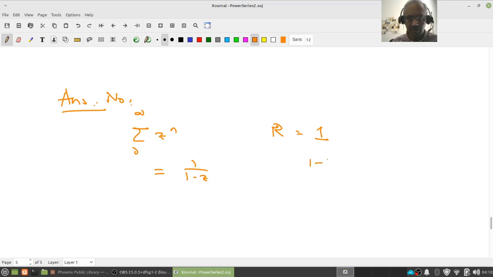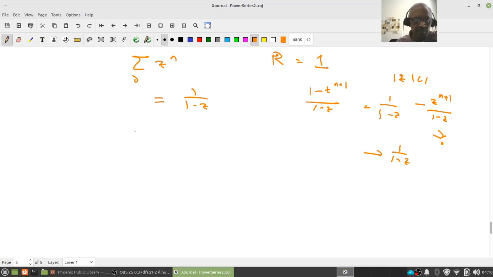Because the partial sums are (1 minus z^(n+1)) by (1 minus z), and since mod z is less than 1, this is 1 by (1 minus z) minus z^(n+1) by (1 minus z). The z^(n+1) term goes to 0, therefore the whole thing goes to 1 by 1 minus z. Therefore this is a function. And if it is uniformly convergent, then what should happen?